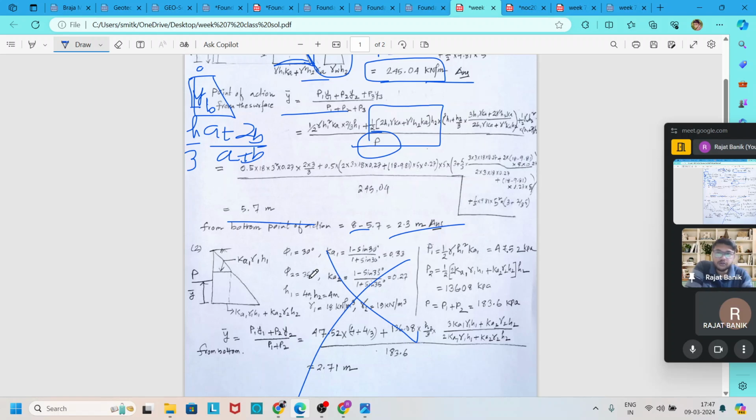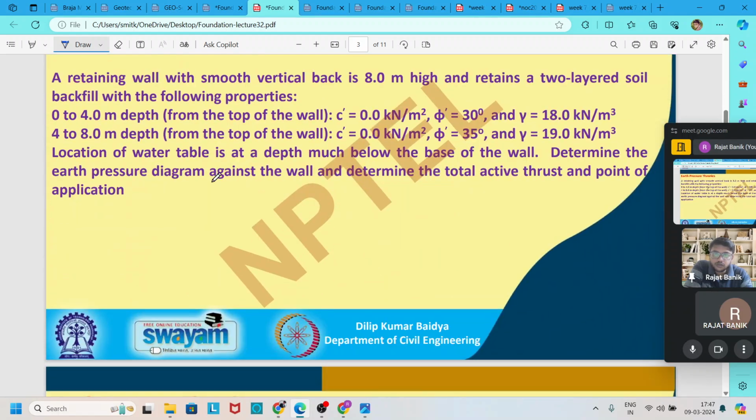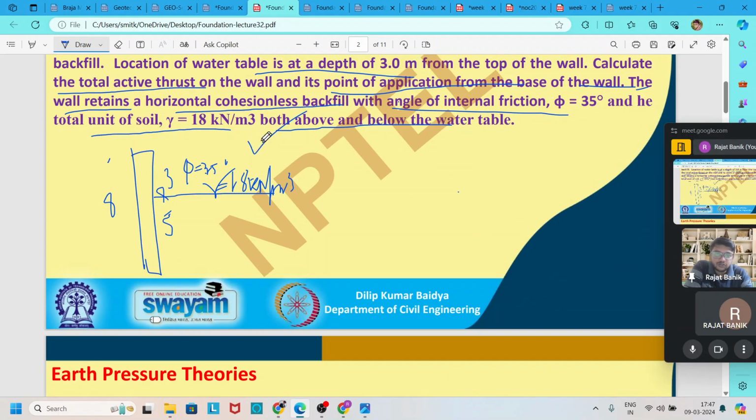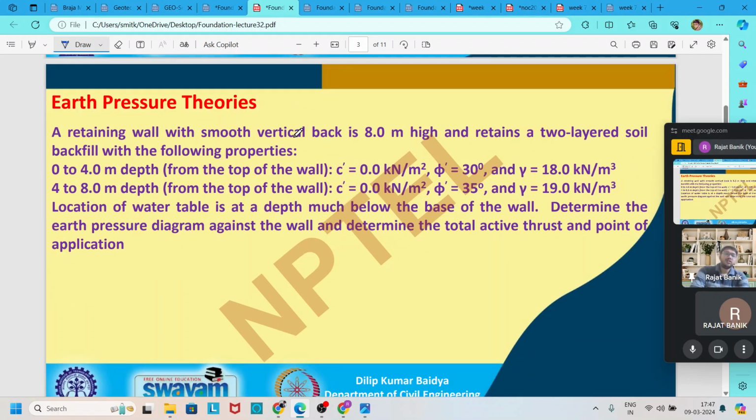So now move on to question number 2 of lecture number 32. I think the first question is understood by everyone. In lecture number 32, it is said that the retaining wall height is given.